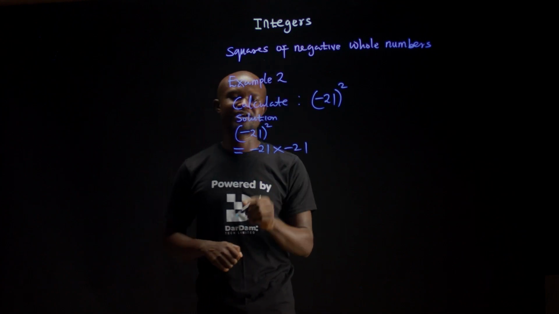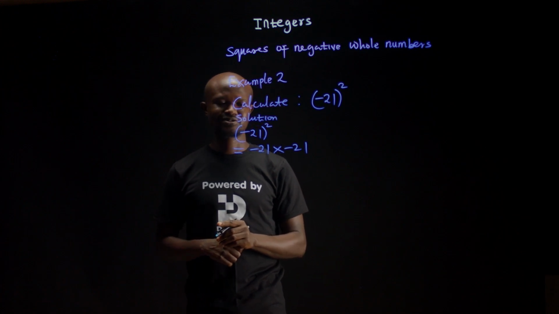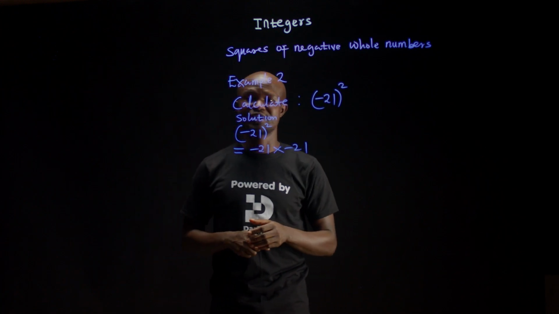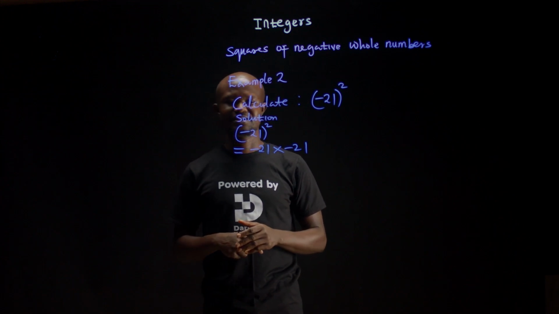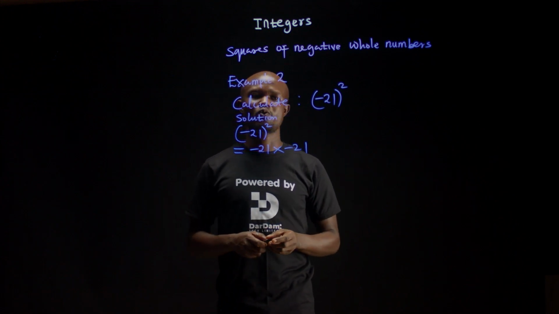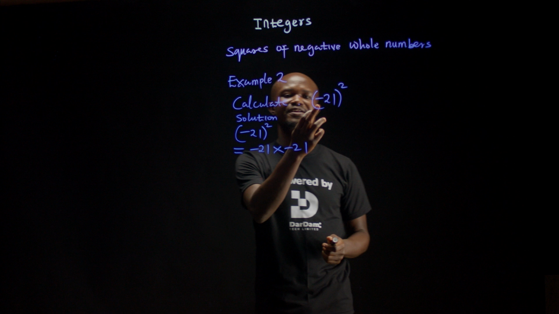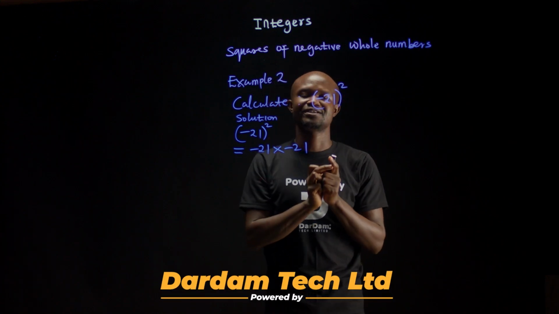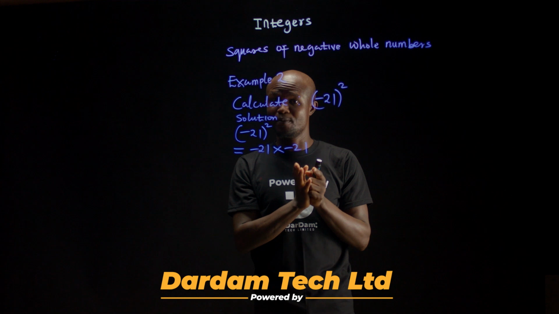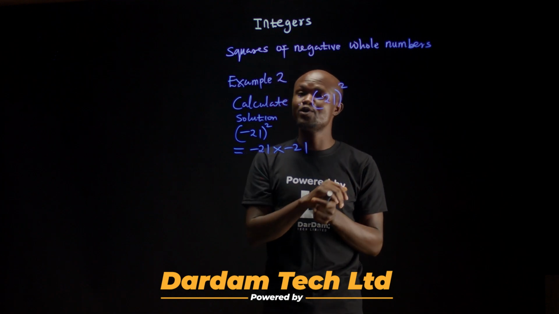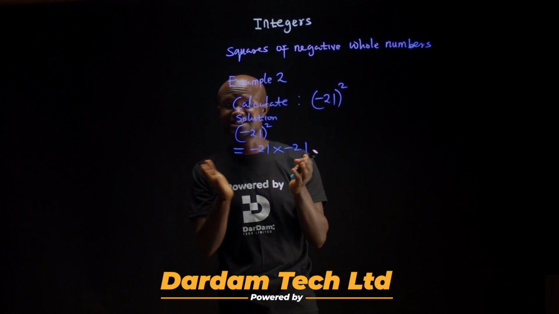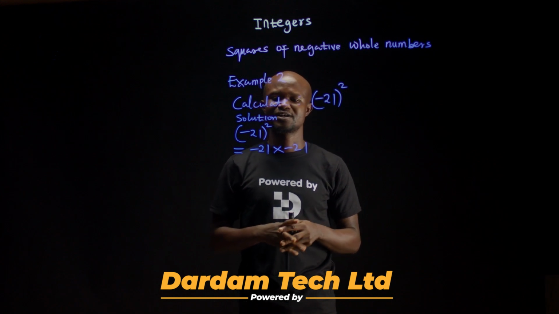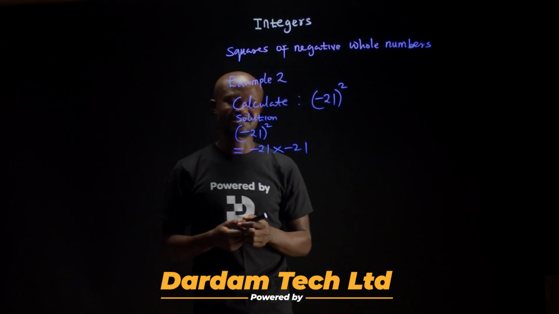Then minus times minus is what? That's plus. So it means that the answer to this problem will give us a positive. In summary, once you have a negative sign inside and you are squaring a number, and the number you have inside is a negative number, then the answer is going to be positive. So this is going to be a positive answer.